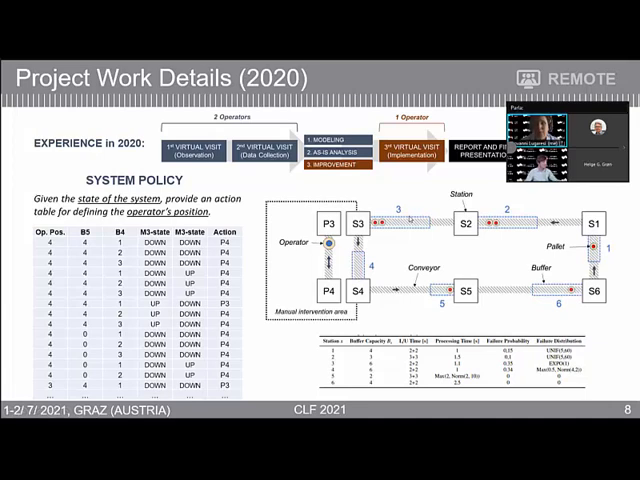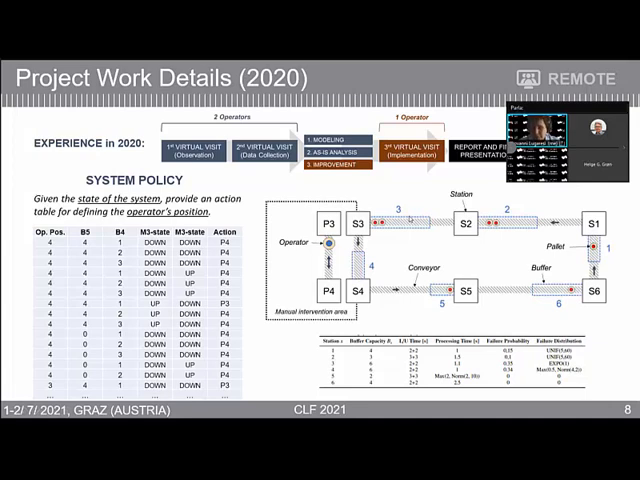Then they are asked to perform a self-study, so part of the work has to be managed by themselves. And then they have the opportunity to come back to the lab, still virtually, and perform the implementation of their approach, of their proposed solution.